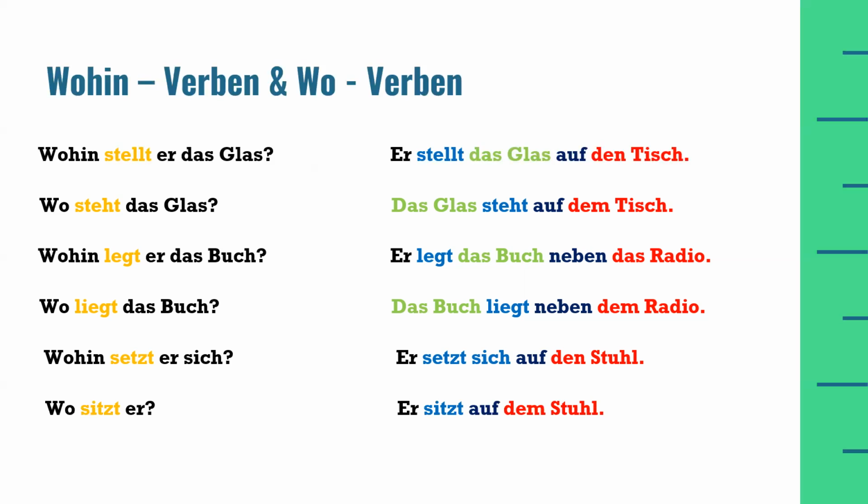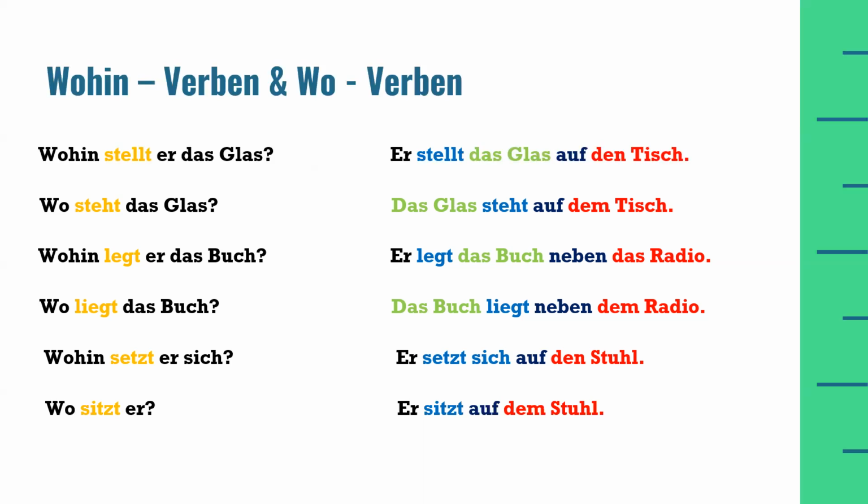Wo sitzt er? Where does he sit? Now, there is no movement in this sentence. We are simply asking about the location. Where does he sit? Sitzt auf dem Stuhl.